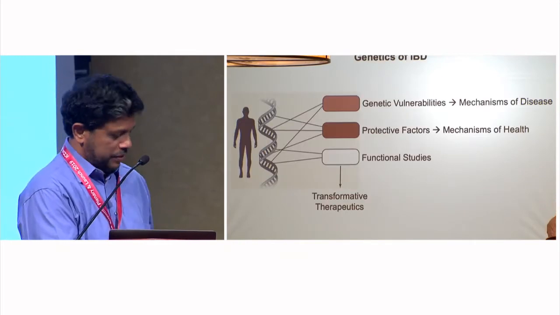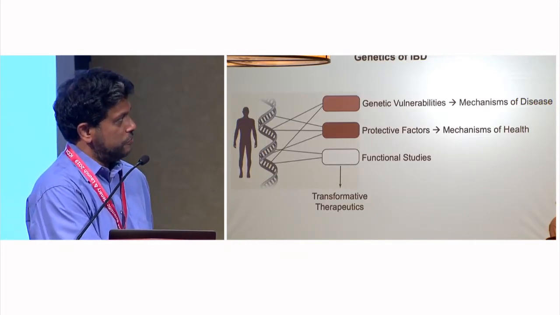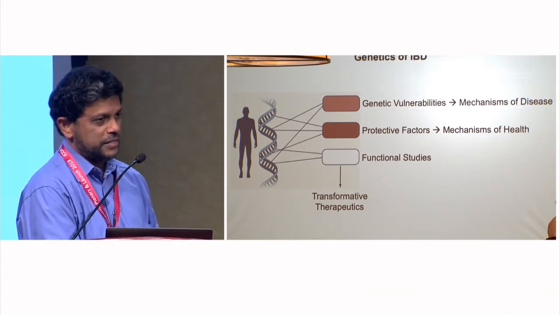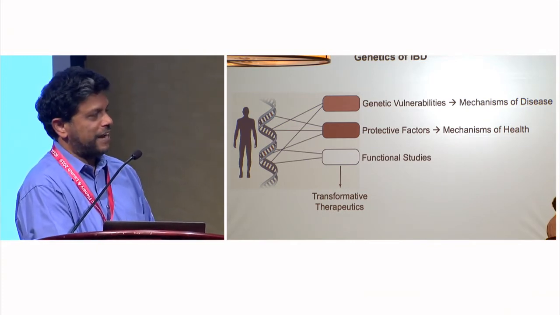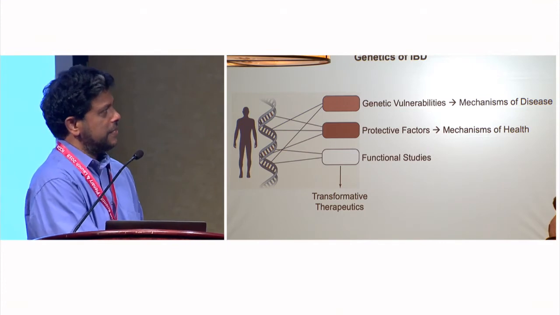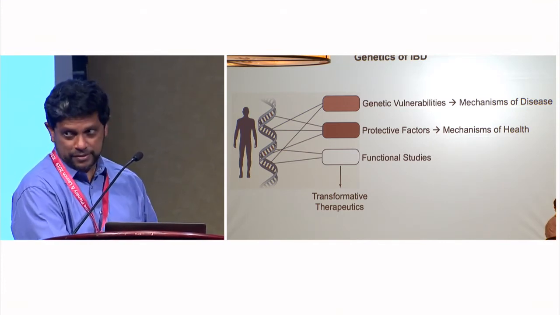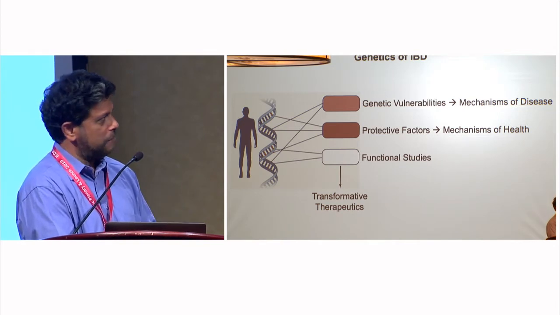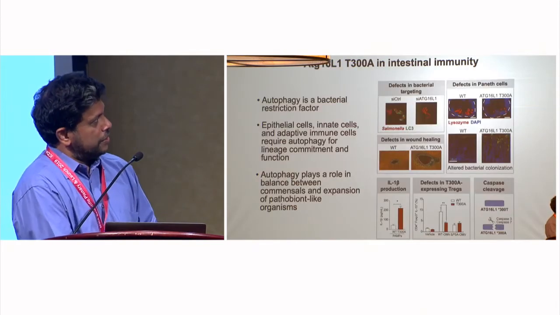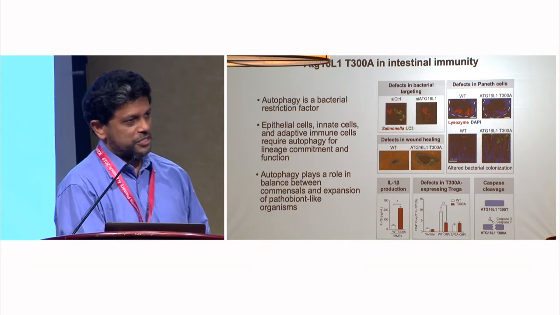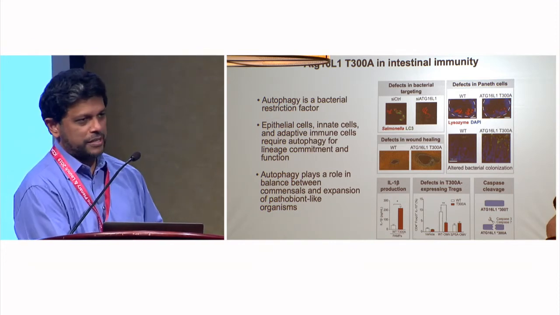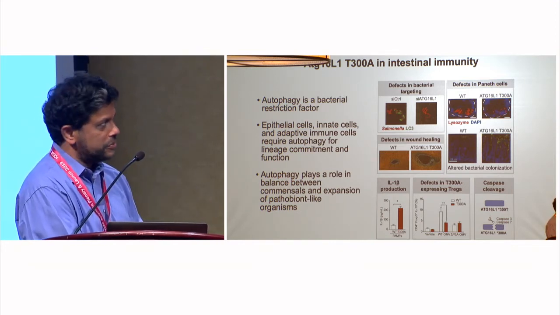So broadly, we think in simple terms, so we view genetic susceptibility genes as a path to finding mechanisms of disease, and protective factors as finding mechanisms of health. And I'll give you a couple of different examples along this way. So the first observation is autophagy. Prior to the genetic observation, there was no link between autophagy and Crohn's.